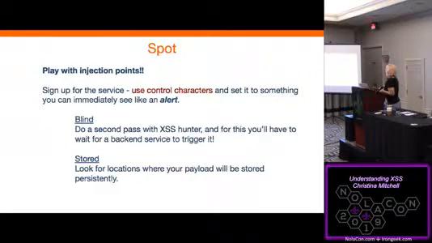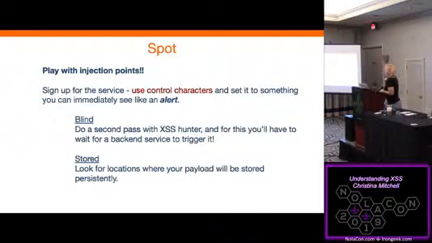So you play with the injection points. For example, sign up for a service, use control characters that we saw earlier and set it to something you can immediately see, like an alert. That's why you often see alerts, because it's quick and it's on the page for you. With blind XSS, I would use a tool called XSS Hunter, and I'll have a link to it at the end of the talk so you can play around with this with caution. Then you wait for the backend service to trigger it, and it might call back to you days or months later. So that's a really high value way to look for this.